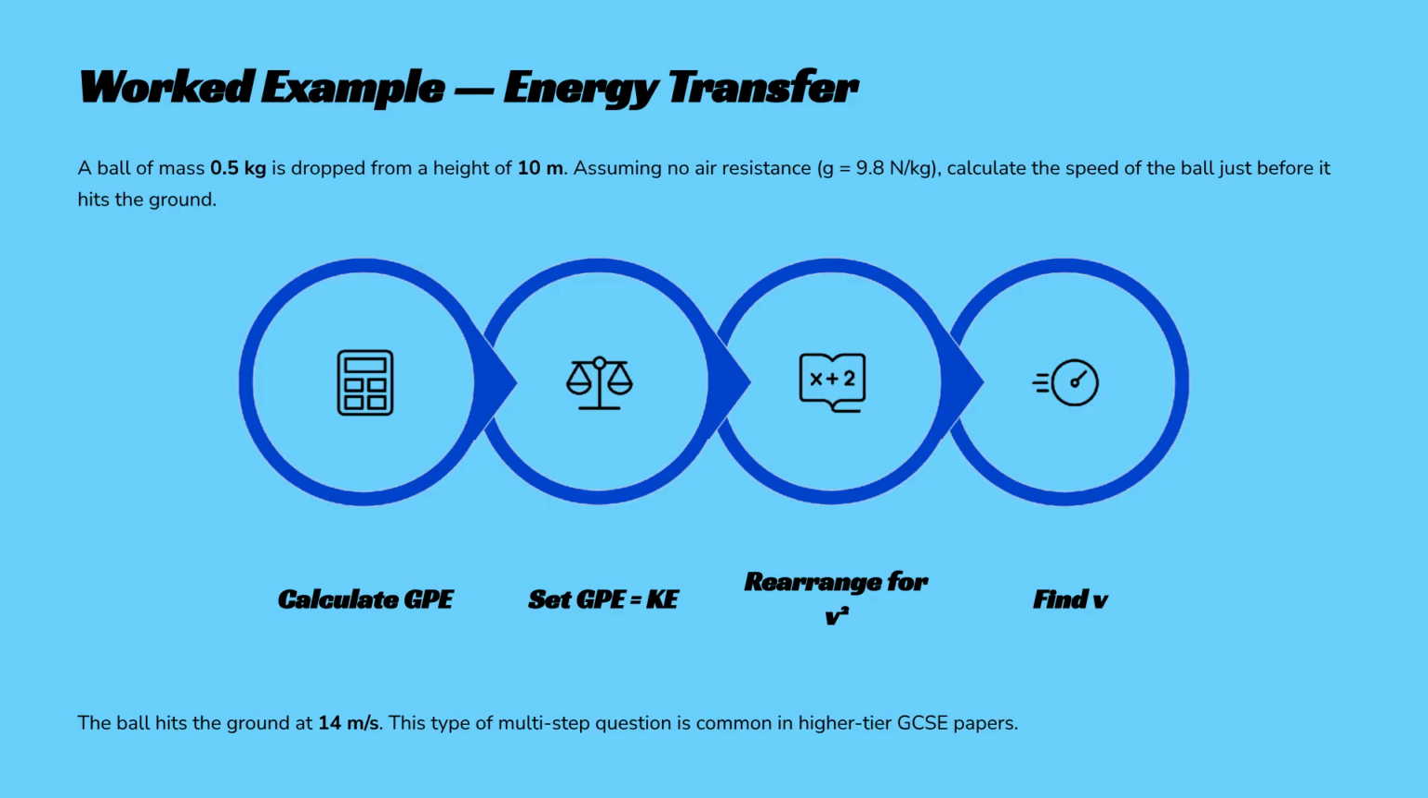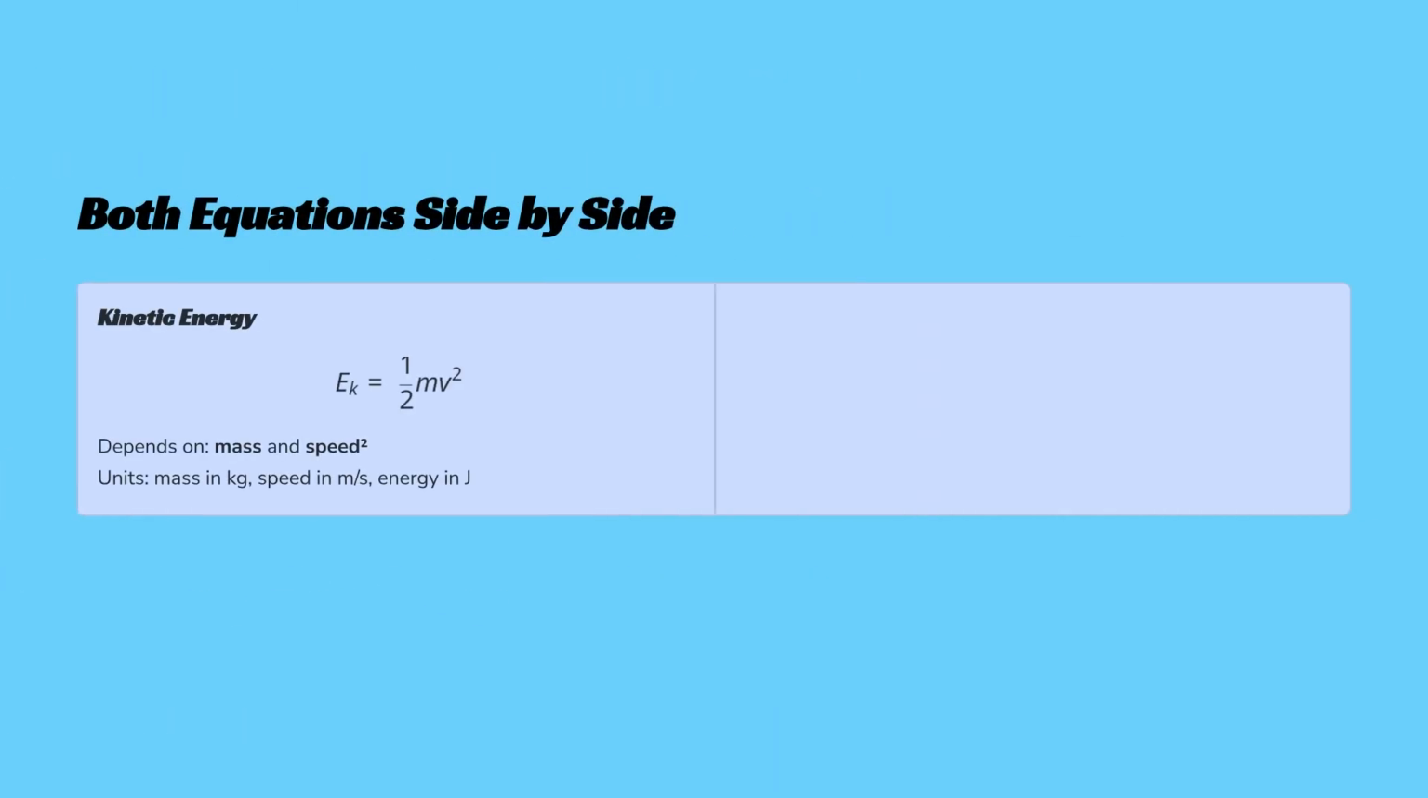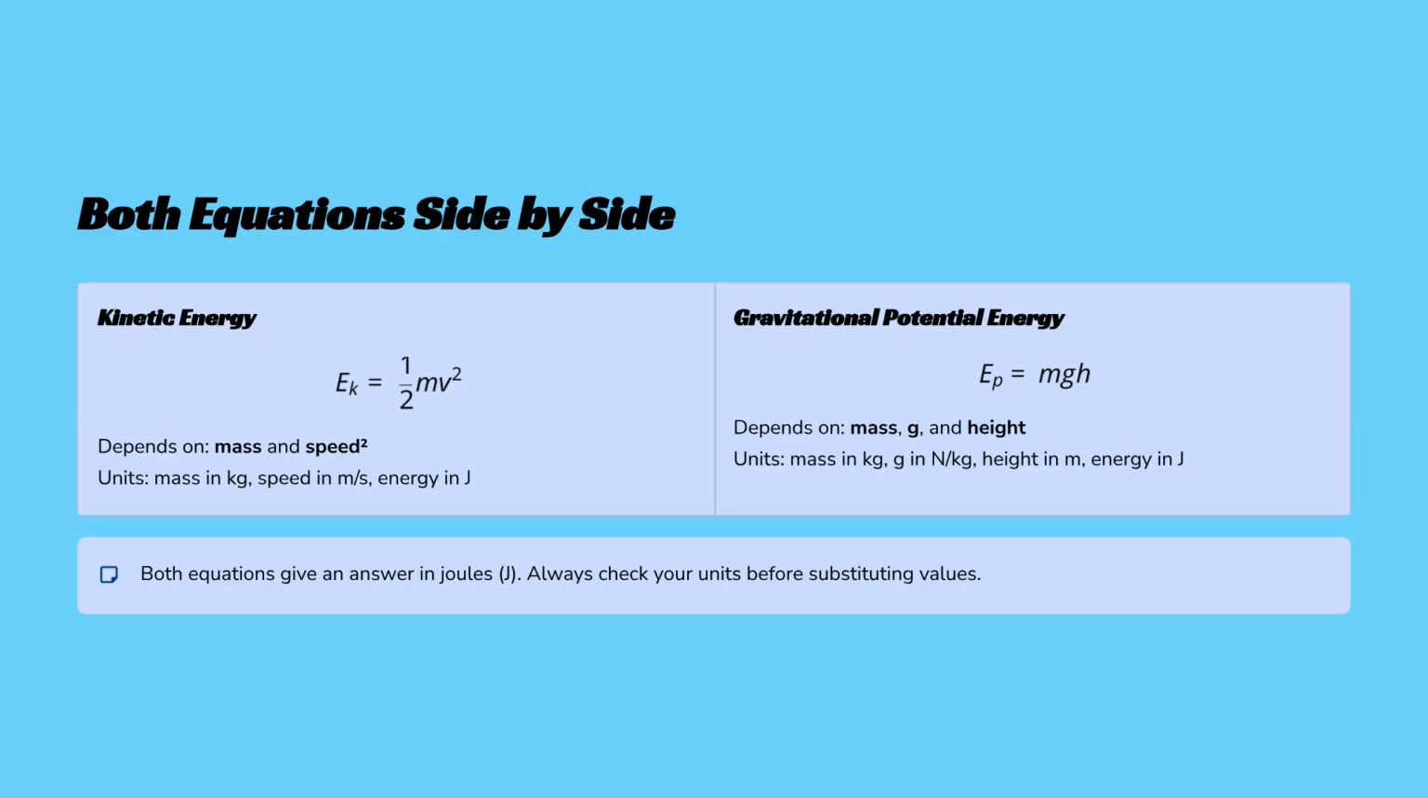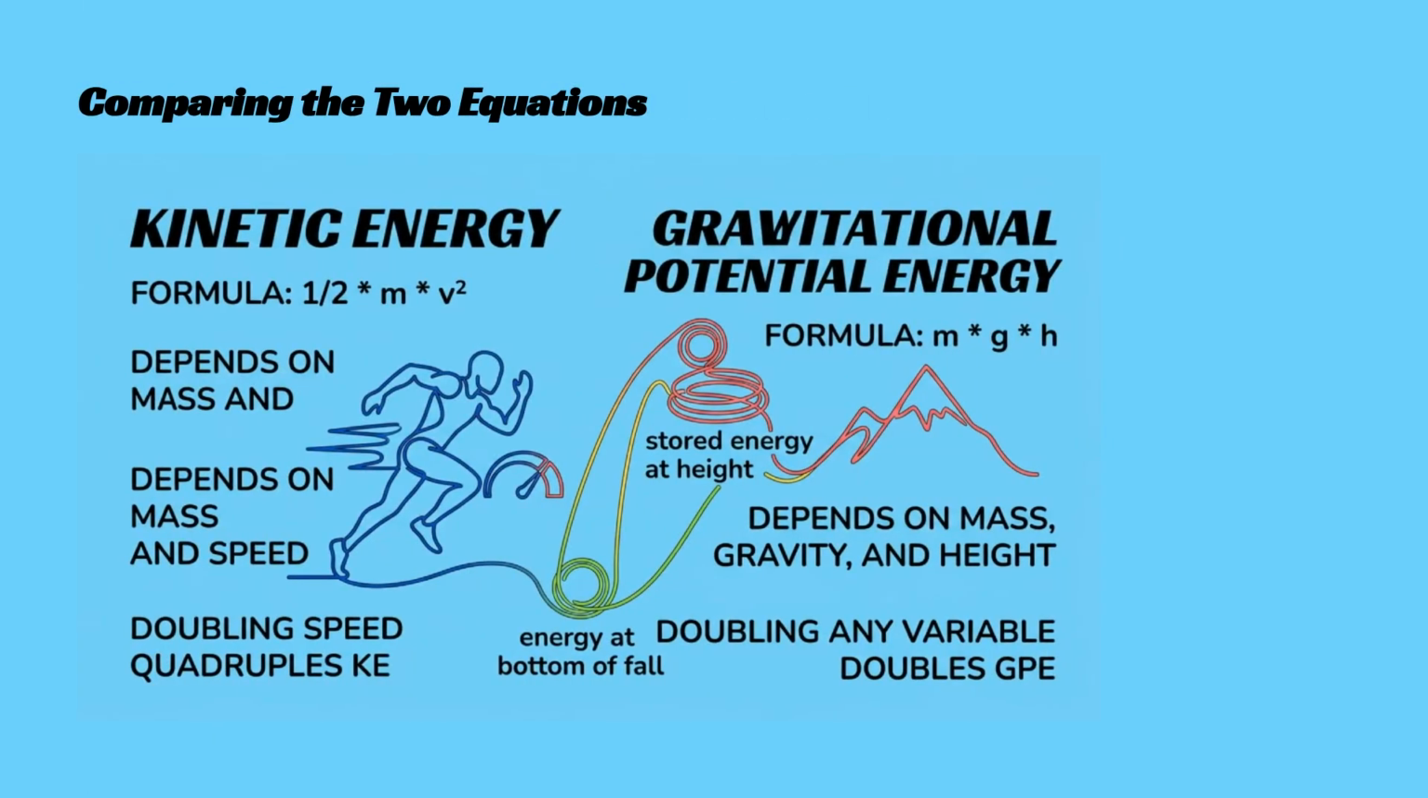Let's look at an example. A 0.5 kilogram ball dropped from 10 meters will reach a speed of 14 meters per second just before impact, showing how we can equate GPE and kinetic energy. Remember, kinetic energy depends on mass and the square of the speed, while gravitational potential energy depends on mass, gravity, and the vertical height. Comparing these equations is fundamental to solving problems where energy is transferred between different stores, a core requirement for physics examinations.